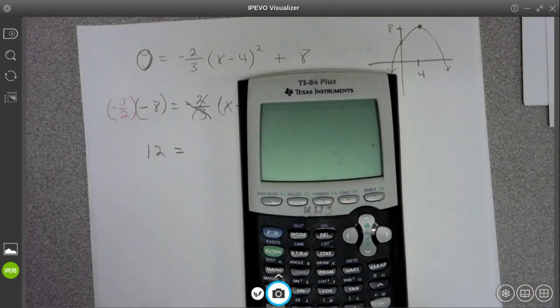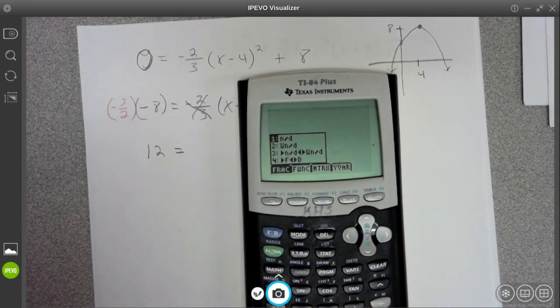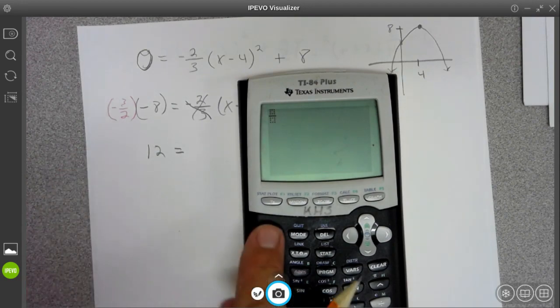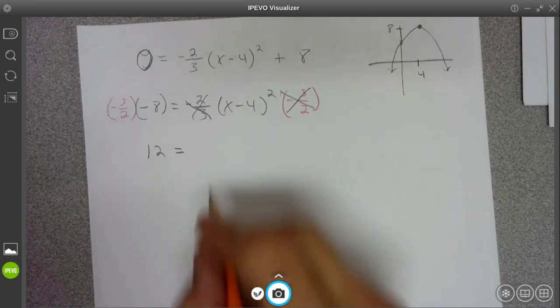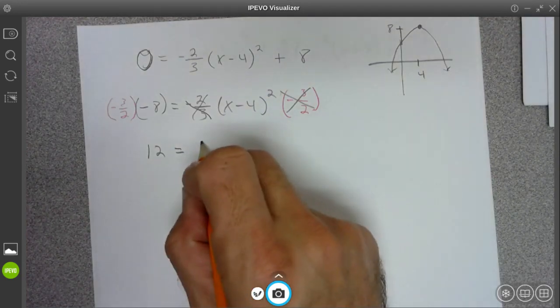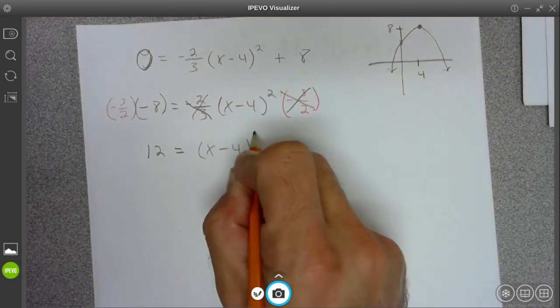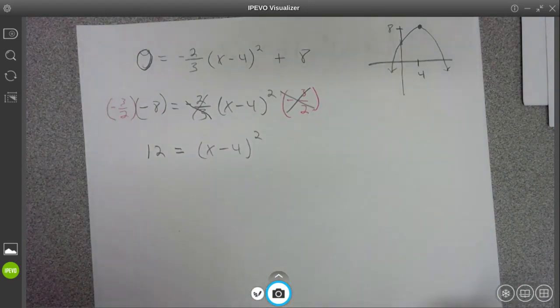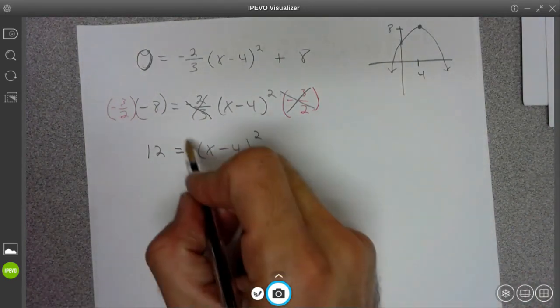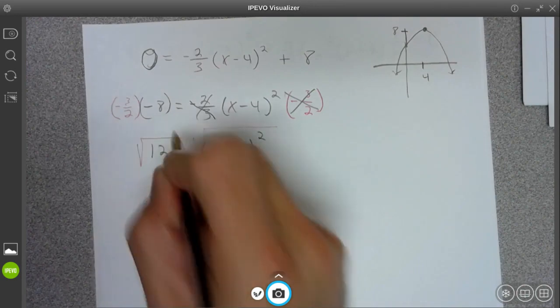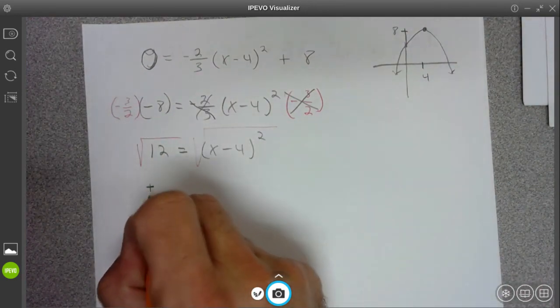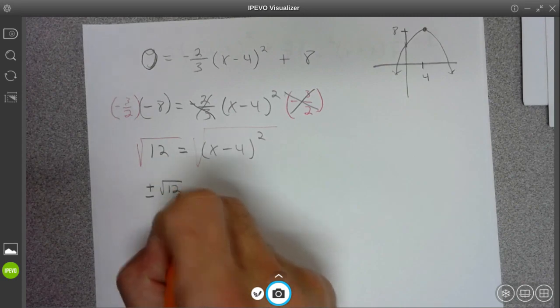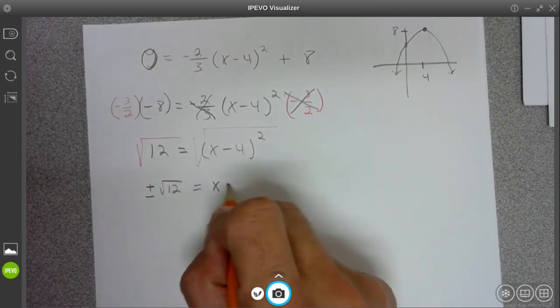Now, if you wanted to, you could do it as 3/2 or make it a decimal, whatever you want to do. And then on this side, we have an x minus 4 squared left. We're going to square root both sides. Everything else is pretty much the same. So we're going to get plus or minus the square root of 12 is equal to x minus 4.